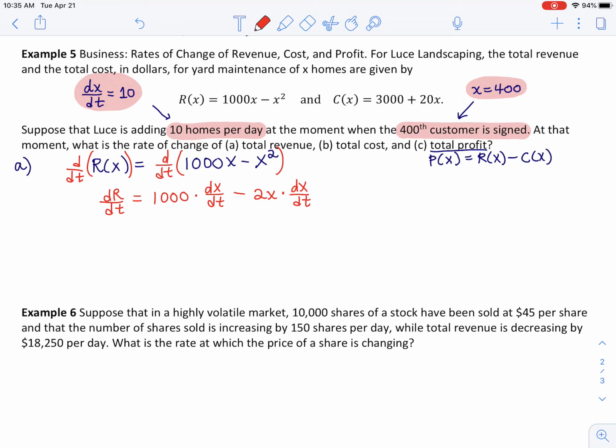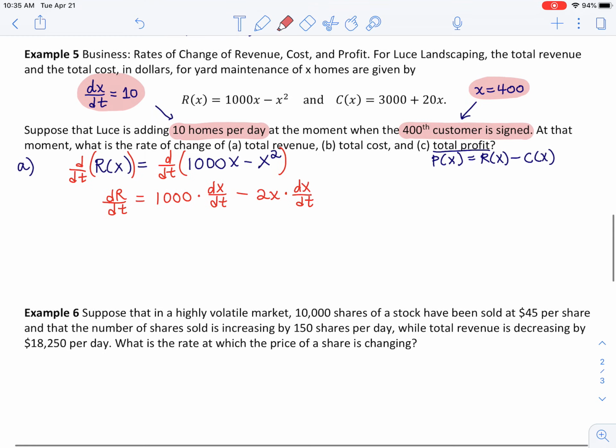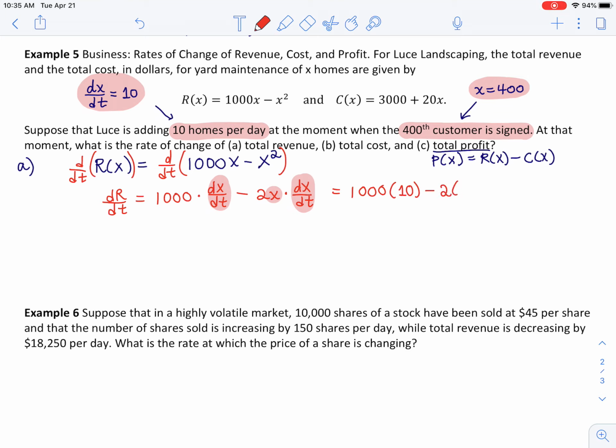And now we're going to plug in the values that we were given. Now remember, dx/dt is 10 and x is 400. Because Luz was interested in that very moment when he was adding 10 homes per day and when he had 400 customers signed. So let's plug in everything we know. All right, so that's going to be 1,000 times, what was dx/dt? 10, minus 2 times x is 400. And then we're going to multiply that by dx/dt of 10.